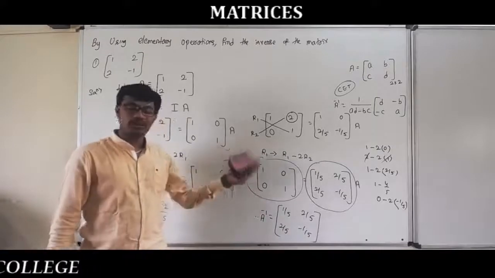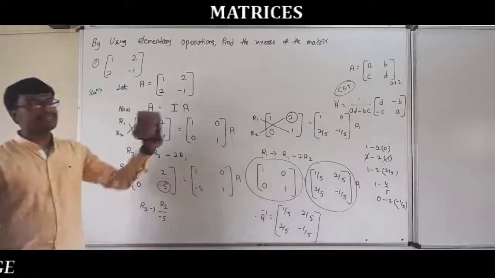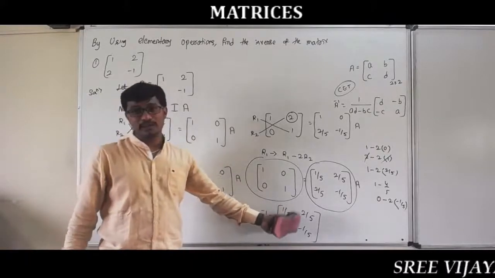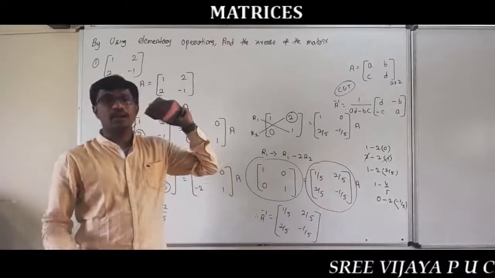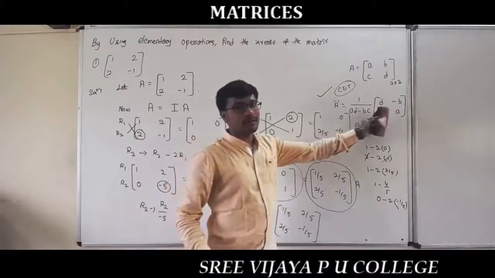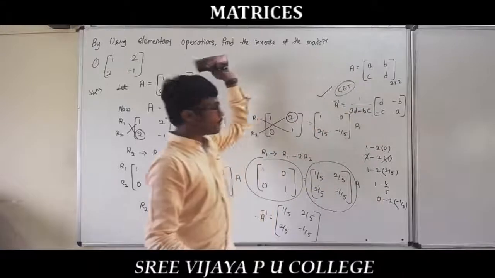Did we apply any column operation? No, right? So by applying a sequence of elementary row operations, we get the inverse of a square matrix. Now we can see whether the formula will be satisfied for the given problem.